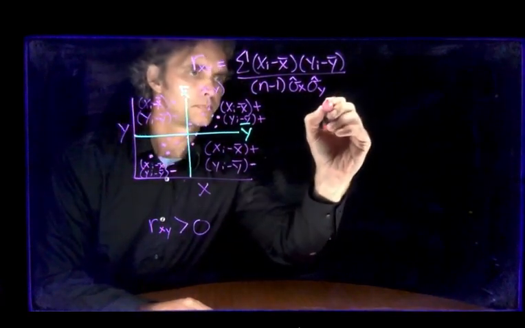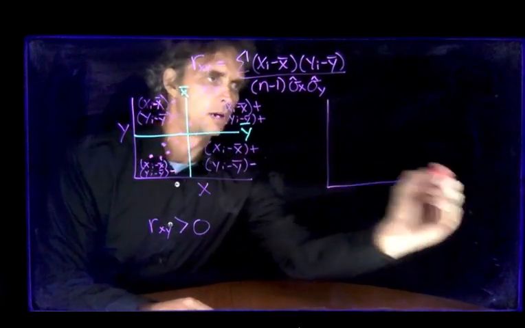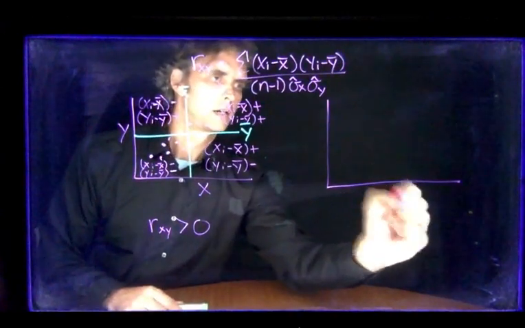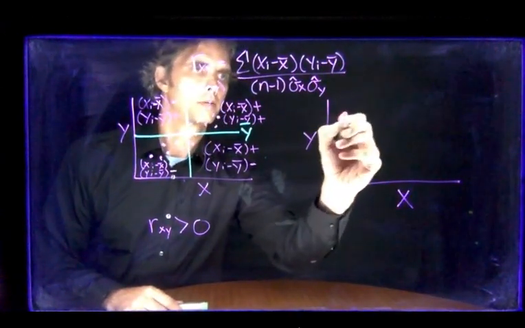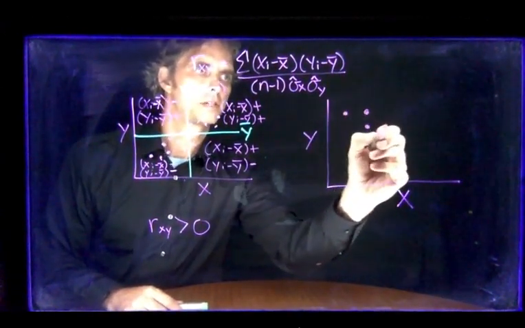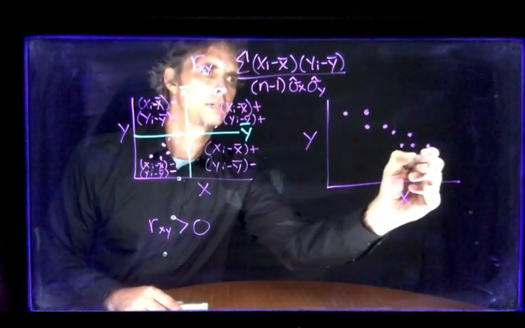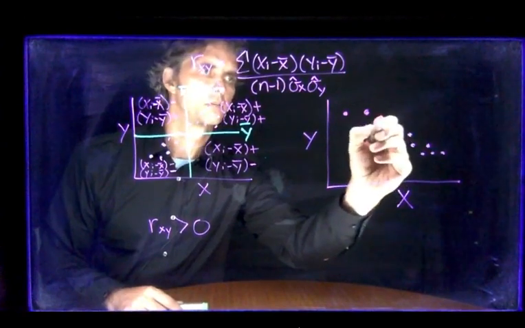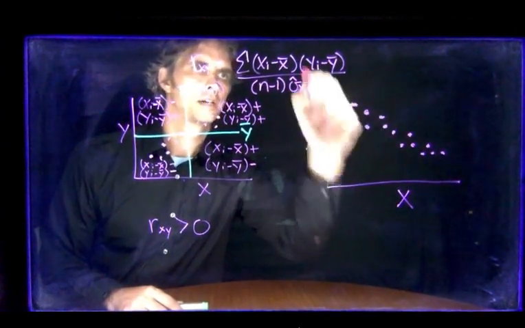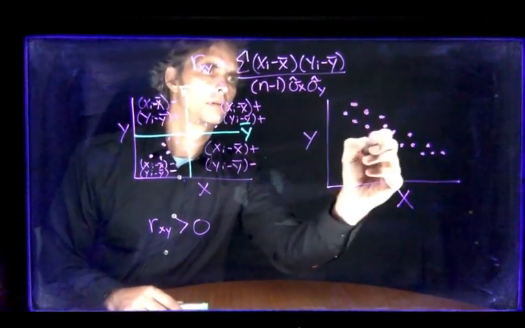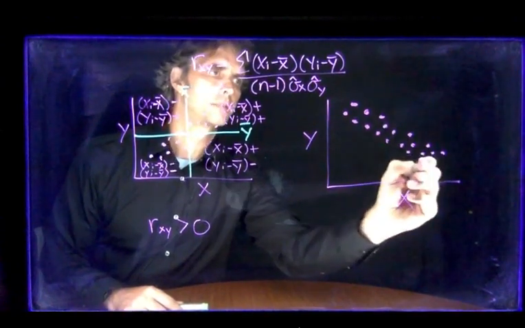So let's do one more. We'll go a little quicker here because we're going to look at what happens if we have this situation. Well, we know that that's a negative correlation, but let's make sure that makes sense with our intuition and our kind of mental exercise that we're doing up here.